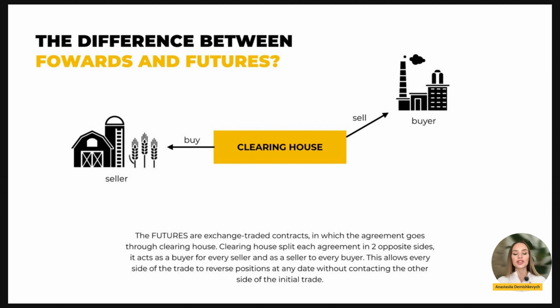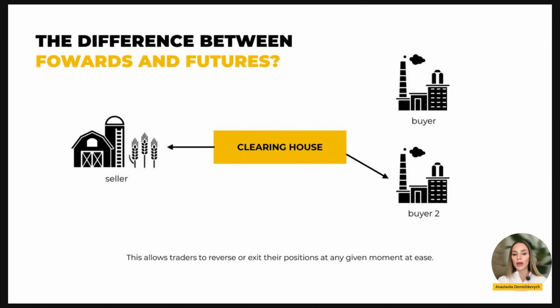Futures are exchange-traded contracts, in which the agreement goes through the clearinghouse. The clearinghouse splits the agreement in two opposite sides, and it acts as a buyer for every seller and a seller to every buyer. This allows every side of the trade to reverse their positions at any date without contacting the other side of the initial trade. So if, let's say, the buyer wanted to exit the trade, it would be able to easily do so because at the same time the clearinghouse would find another buyer instead. That gives freedom to both counterparties, but that's not all.